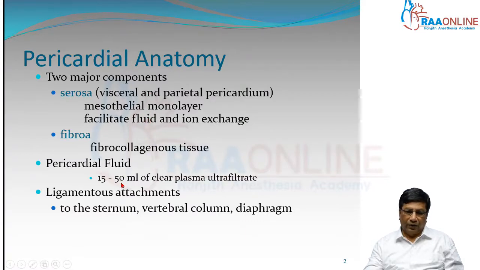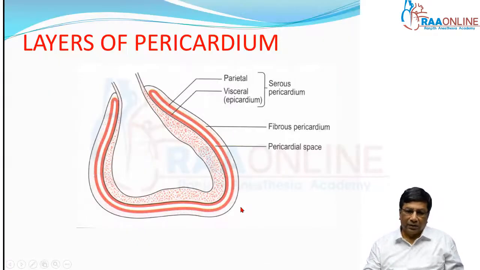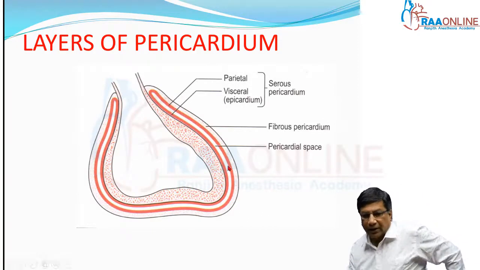As you can see, in the gap between the visceral and parietal pericardium, you have 50 ml of fluid. The pericardium has a ligamentous attachment to the sternum in the front, the vertebral column at the back, and the diaphragm on the inferior side. So it has front, back, and inferior attachments. This is how we can understand the pericardium.